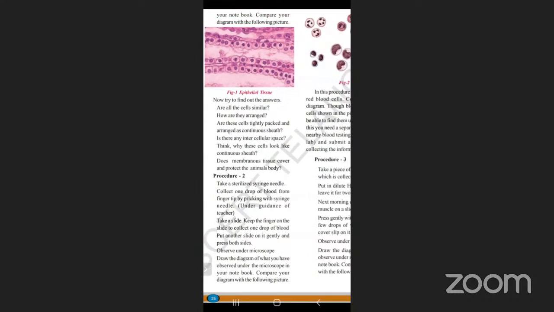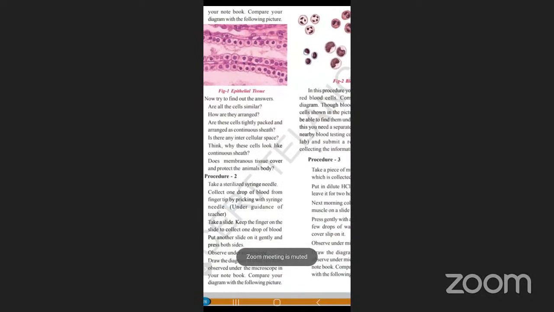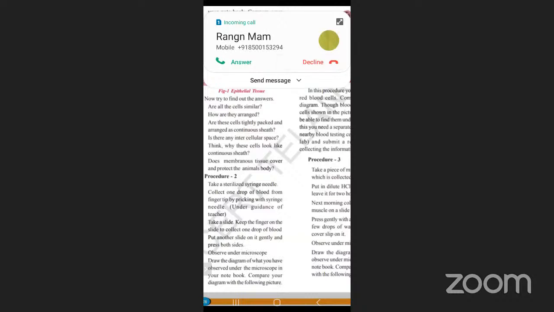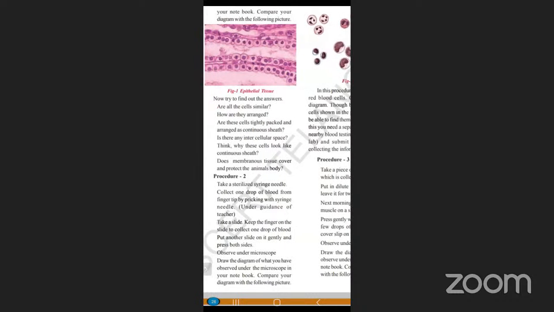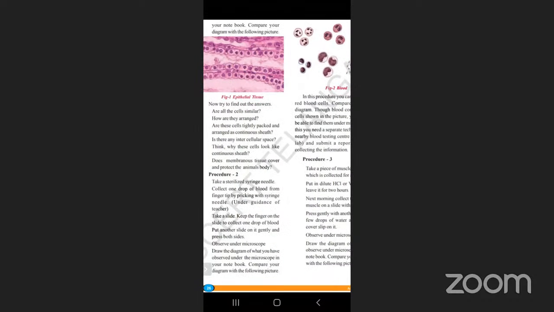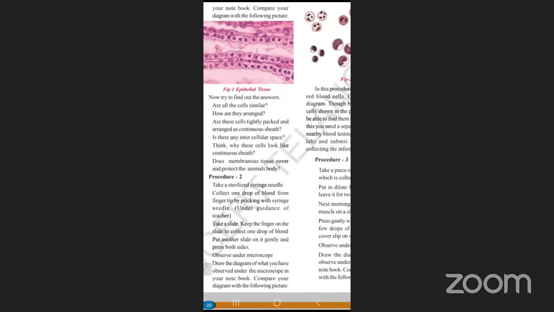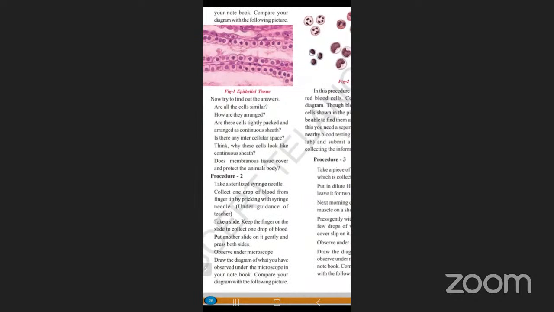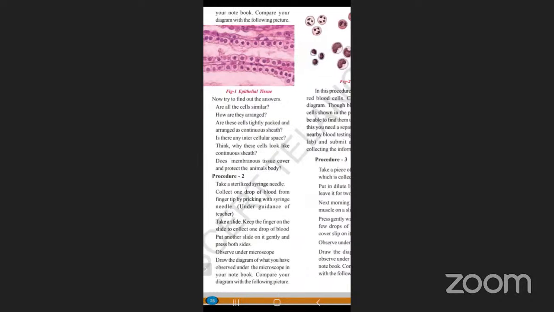However, you can observe here. Take out your notebook and compare your diagram with the following picture, that is the epithelial tissue. Now try to find out the answers. Are all the cells similar? How are they arranged? Are these cells tightly packed and arranged as a continuous sheath? Is there any intercellular space? Think why these cells look like a continuous sheath.